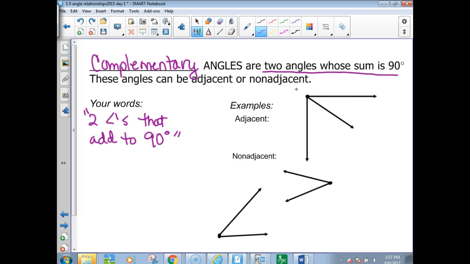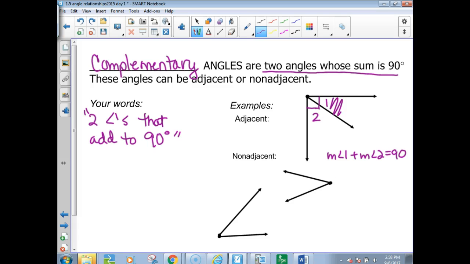If they have to add to 90, then they make these two right here form what kind of angle? Oh, they're both acute, but what kind is it when they are put together? Yeah, right angle. So there would be the box there, and this would be angle 1 and angle 2. The measure of angle 1 plus the measure of angle 2 is 90. Those are the kind of equations you'll be setting up. We'll be using these concepts in some equation solving.